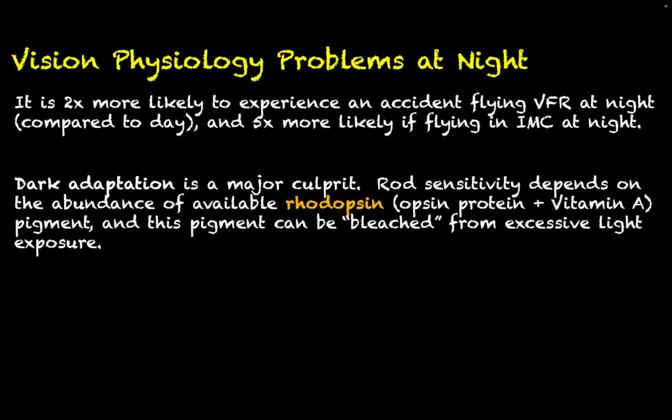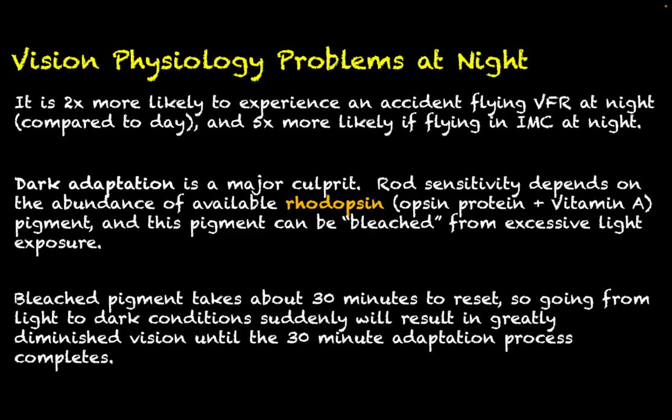So this pigment can be, quote unquote, bleached from excessive light. If rhodopsin is bleached, then it is temporarily disabled and cannot absorb any more photons of light until after about another 30 to 45 minutes. So if you are going from very bright conditions to very dark conditions, it's going to be very hard to see in those dark conditions because you have so many rods that are currently bleached, and they need about 30 to 40 minutes to recover or reset.